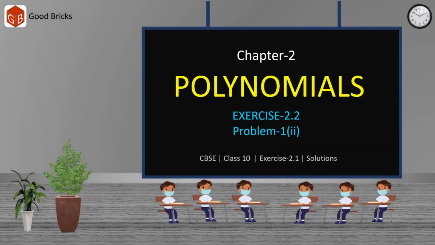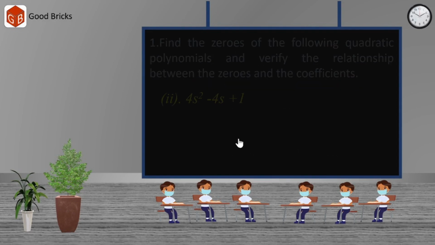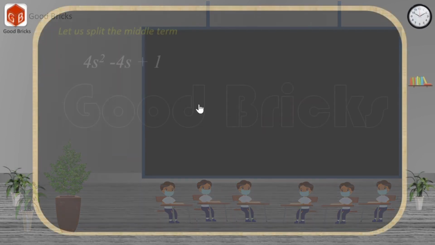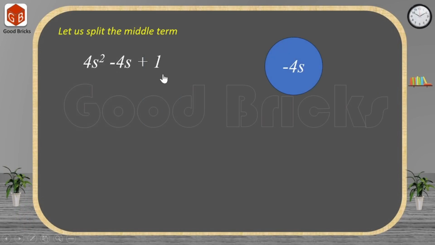Now, in this video, we are going to discuss the second bit of problem 1 in exercise 2.2. So, this is the given polynomial and the middle term is minus 4s. And when you multiply the first and last term, what are they? 4s square with 1, you should get, and you will get 4s square.